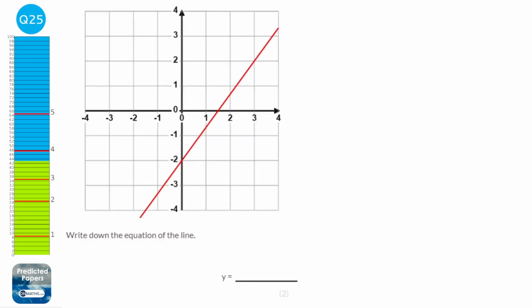We can write the equations of all linear graphs as y equals mx plus c, with m being the gradient and c being the y-intercept. The easiest thing to find is the y-intercept because it's just where the line crosses the y-axis, so that's going to be minus 2. We're going to use that point, so the point we've just drawn on, and we're going to have to find another point to find the gradient.